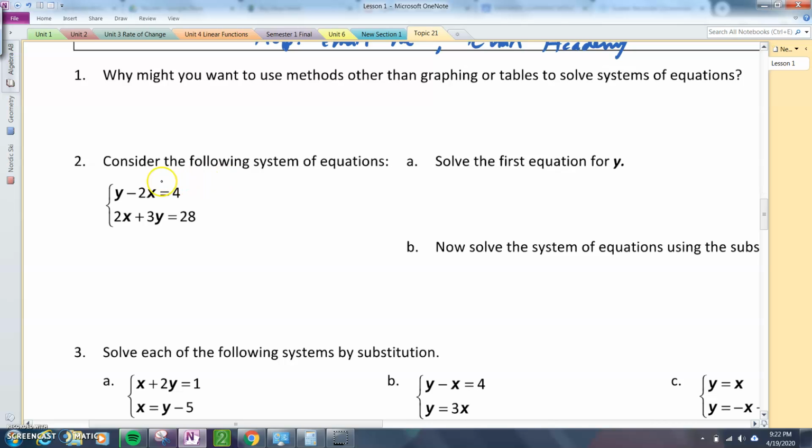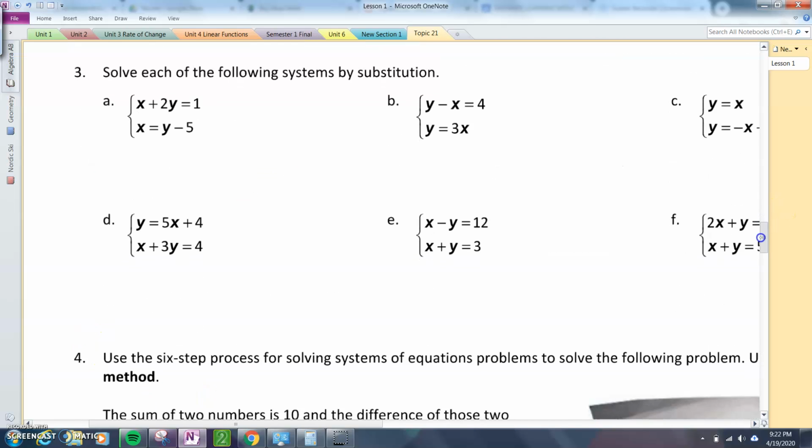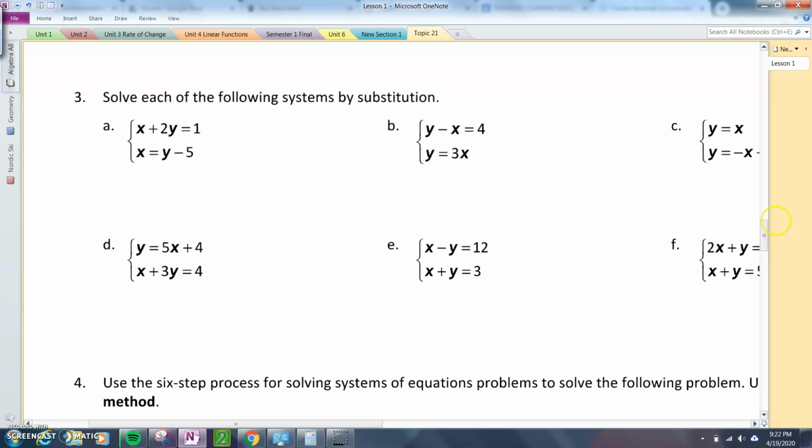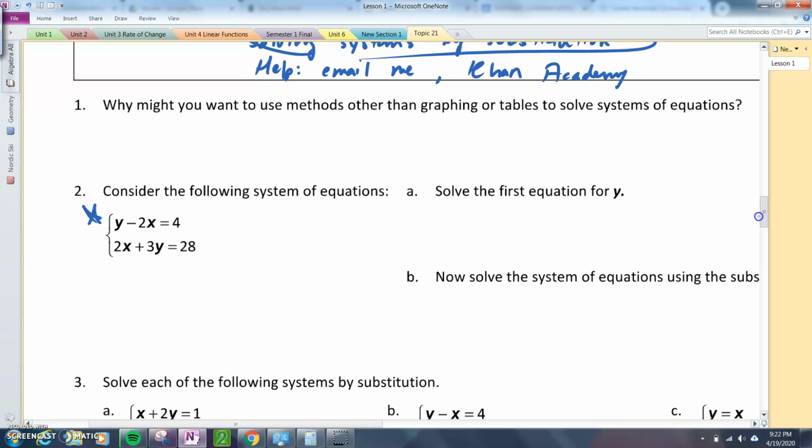2 is saying, consider the following system of equations. Solve the first equation for y. So right here, you're going to have to rewrite that equation so you're solving for y. And I'm just going to do this one for you, and then I'm going to let you do all 3. You're going to do all these on your own to the best that you can. So I need to rewrite this so I'm solving for y.